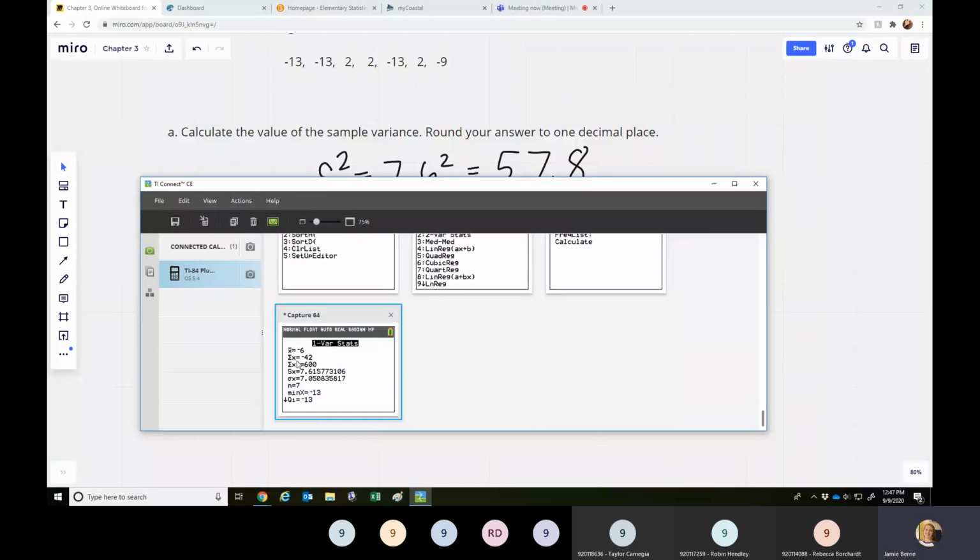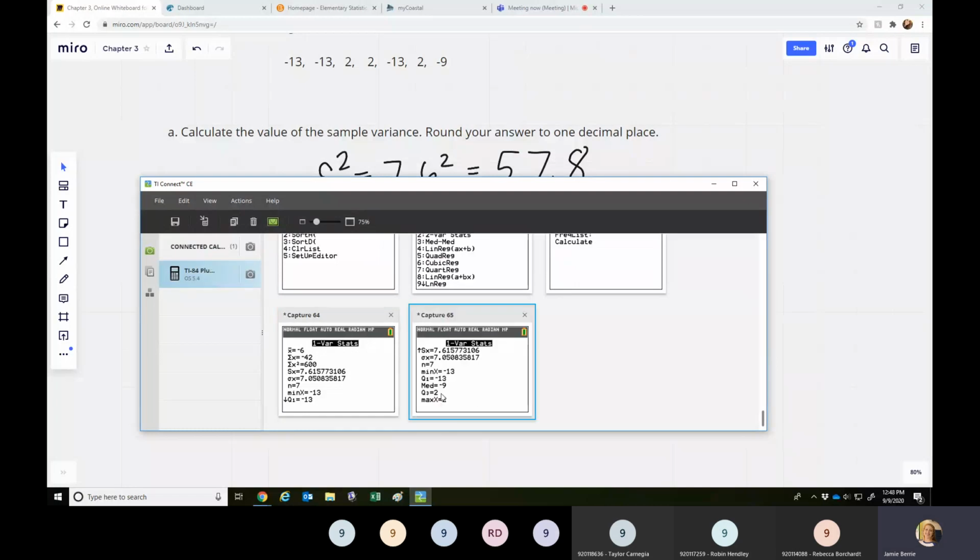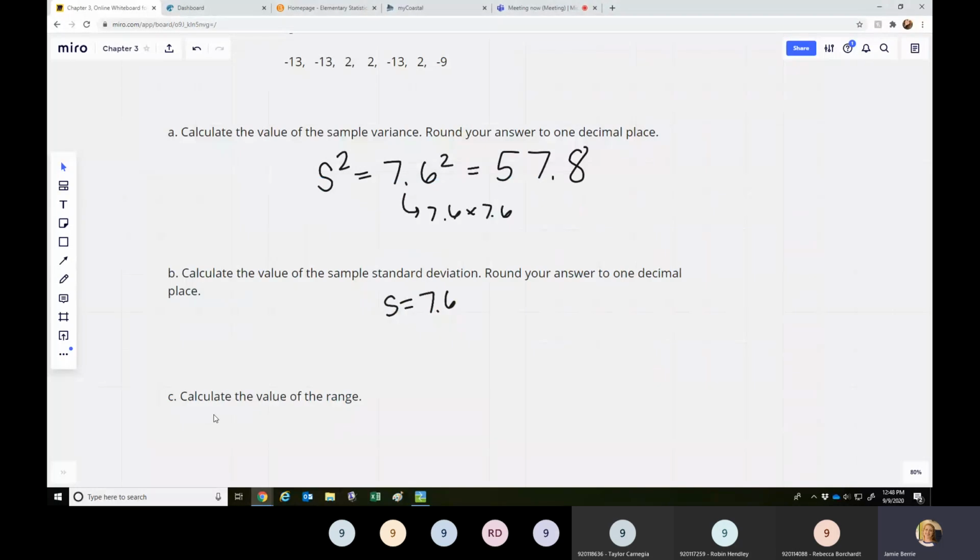Now I'm back on the list of statistics. I'm going to scroll down to the very bottom, and this is what I'm looking at right now. So here's the maximum, here's the minimum. The range again is max minus min. So if we're asked to find the range, the range is equal to the maximum minus the minimum.